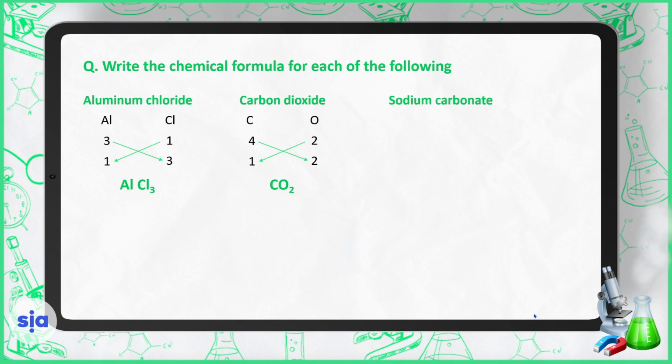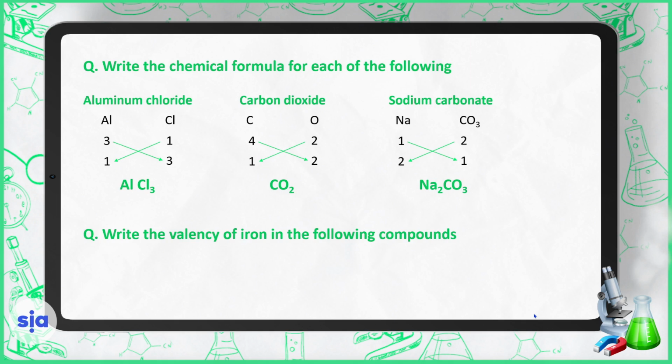Another example, sodium carbonate. This is the symbolic formula, Na for sodium, CO3 for carbonate, and the valency, 1 for sodium, 2 for the atomic group carbonate, and then we will interchange the digits and write it as Na2CO3.